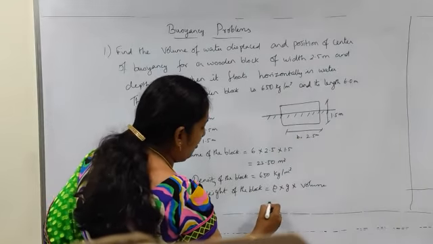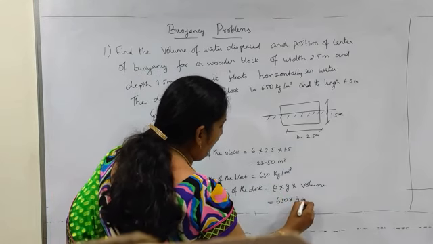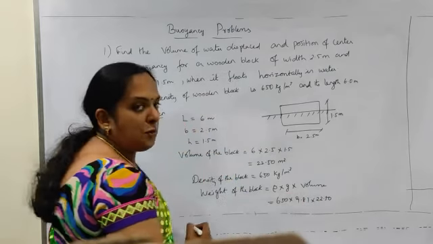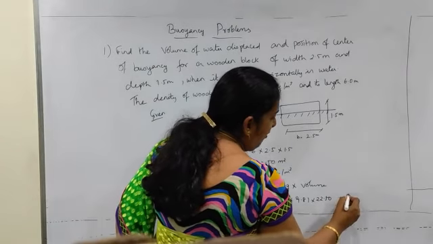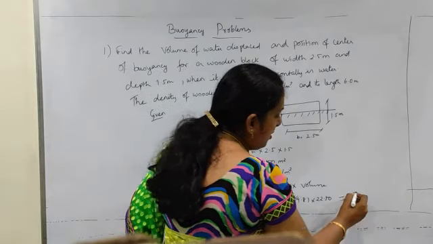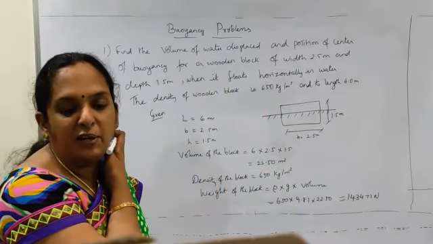Rho is 650 because here it is a wooden block. g is 9.81 and volume is 22.50. So I have substituted all the values. Now I am going to find the weight. It is 143417 Newton. Sorry, 71 Newton. So I have found the weight of the block.